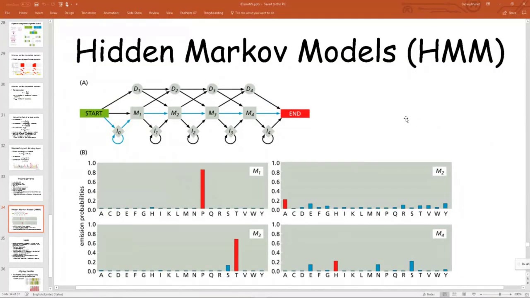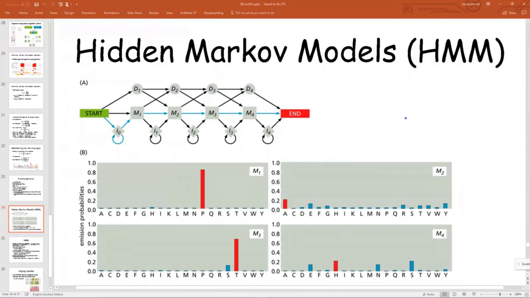A hidden Markov model is usually generated from a multiple sequence alignment. First, you take your set of sequences, align them multiply, and then fit the model to the columns of your multiple sequence alignment. The generation of the model is beyond the scope of what I'm going to describe. But let's think about how we can calculate these probabilities.